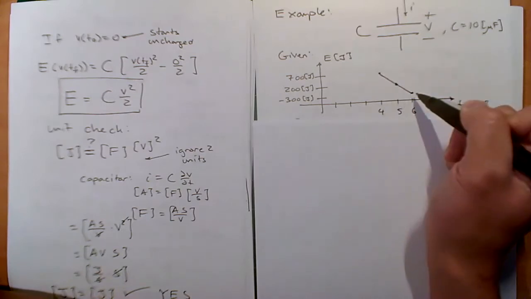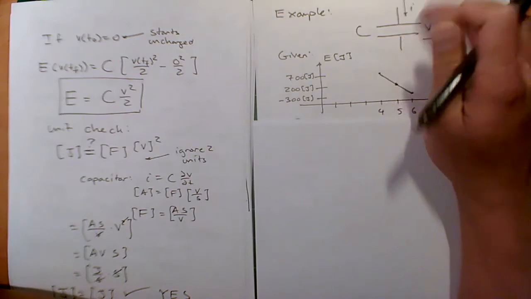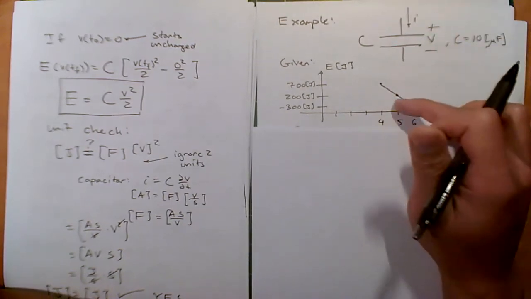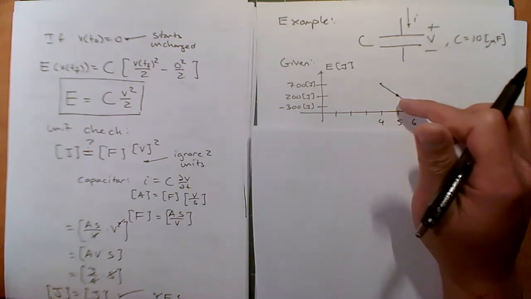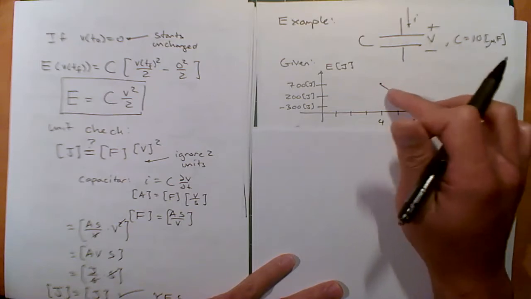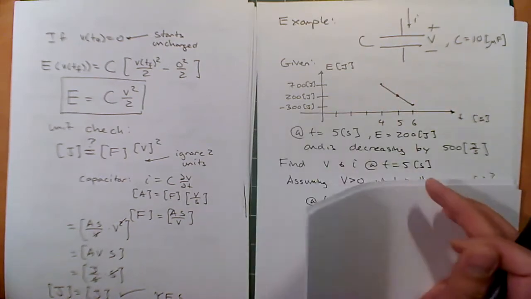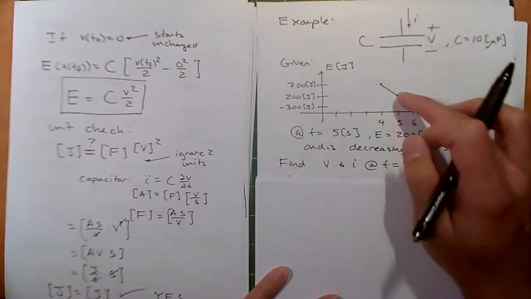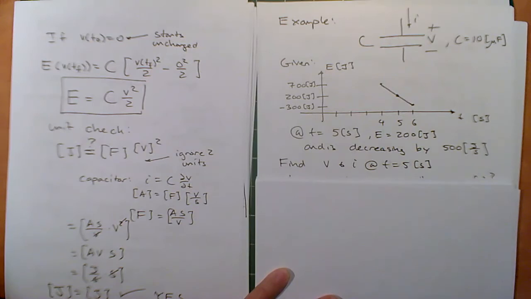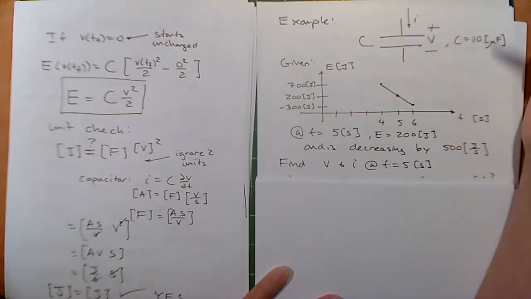This is decreasing. So what does that mean? If the energy in this is decreasing, that means this guy is delivering power. So if we were to calculate the power in here, we should compute a negative number if we're calculating from the perspective of power absorbed, right? So the slope of this line is the power. And so what's the question here? Find the voltage and current at 5 seconds. So we have a V and we have I, okay?